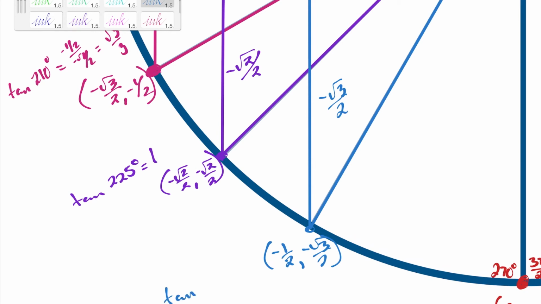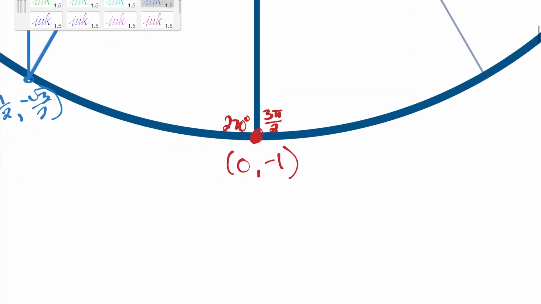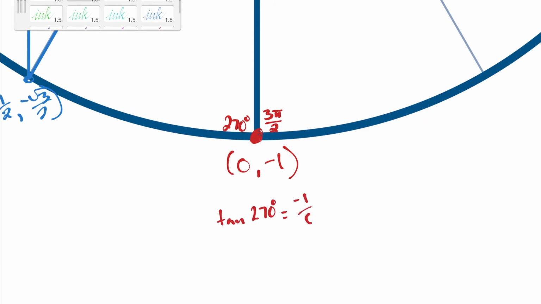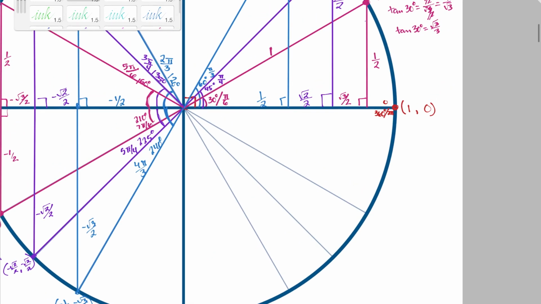And then the tangent of our 240 degrees is going to be the same as our tangent of 60 degrees, which was square root 3. And because this is a negative over a negative, it will be a positive square root 3. And then here, this is a very similar situation to our tangent of 90 degrees. We have the negative 1 over 0. We can't divide by 0, so this is undefined. And then we can do our last quadrant.